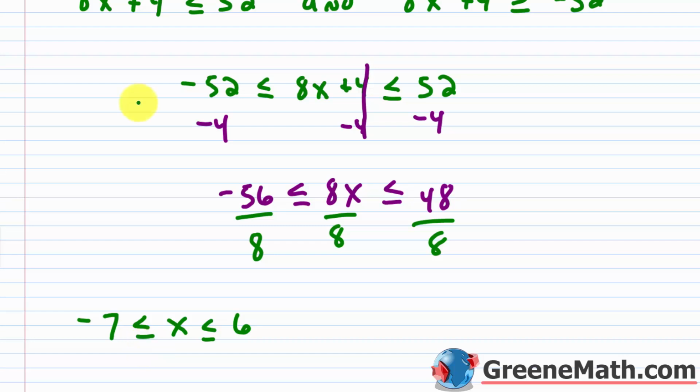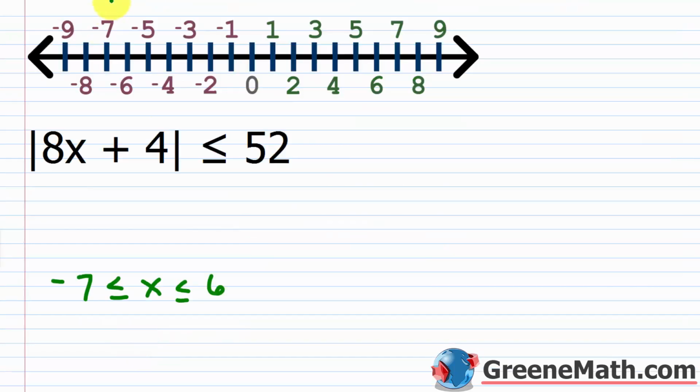So let me erase all this. And again, we can write this in interval notation. We can use a bracket here at negative 7, and then a bracket at 6 to show these are both included. On the number line, I can use a similar process. So at negative 7, I put a bracket. At 6, I'm going to put a bracket. And again, I'm just going to shade everything between here. So from negative 7 to 6, all those numbers work, including negative 7 and 6.